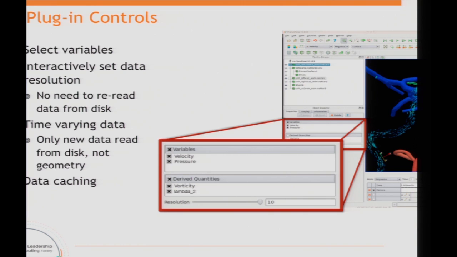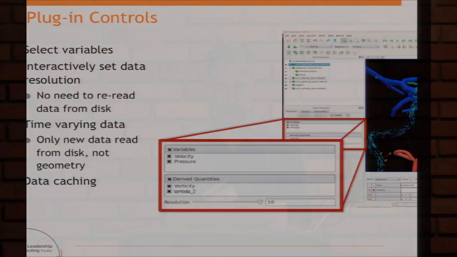and use NekTar's routines for doing the interpolation. And again, I mentioned that for time-varying data, it only needs to read the mesh once at the beginning, and then reads only the new data each time. And we added some stuff for doing data caching. So over a time series, when you read in multiple steps and when you go back, it caches data, so you don't need to reread the data every time.